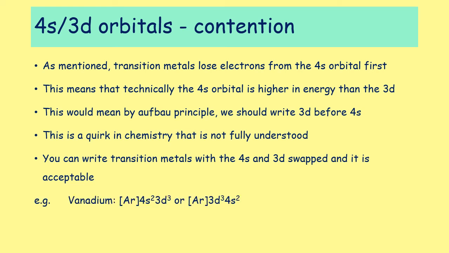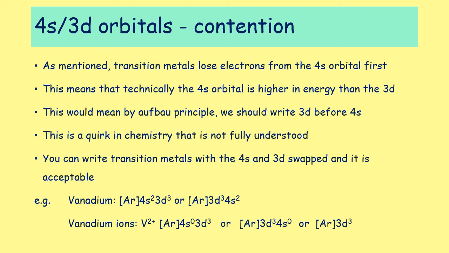So if we look, for example, at vanadium, and using the noble gas notation for ease, vanadium would be argon, and then the 4s2 3d3. You could also get away with saying that it's argon 3d3 4s2. When we go to the vanadium 2+ ions, you could represent this as argon 4s0 3d3 or argon 3d3 4s0. However, the best way is actually to remove any orbital that doesn't have any electrons in it, and you would just write argon 3d3.